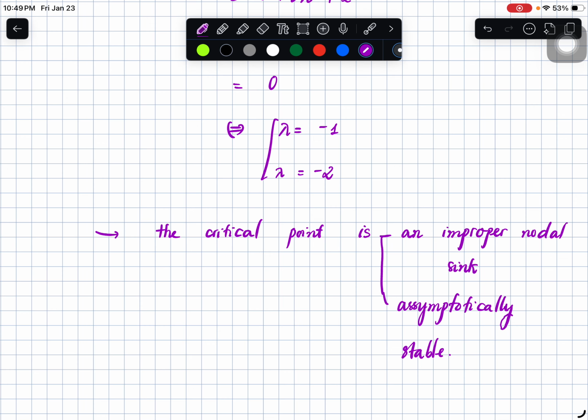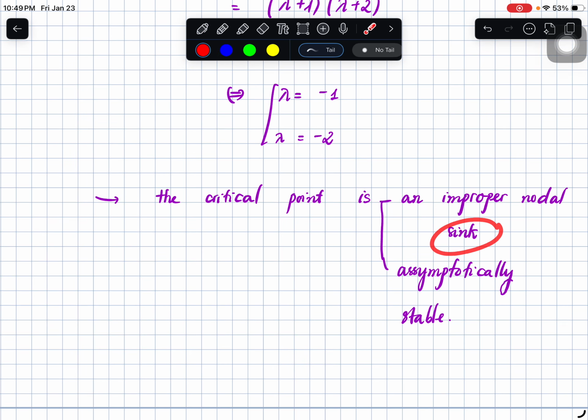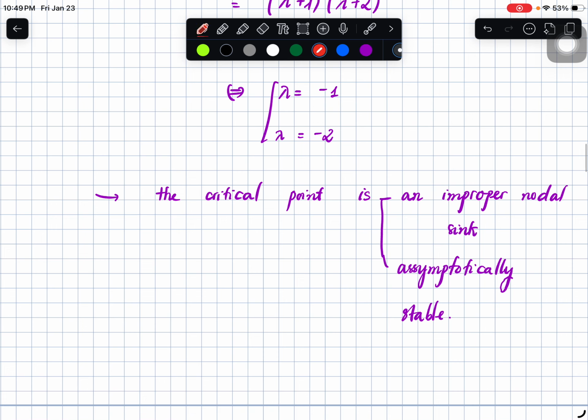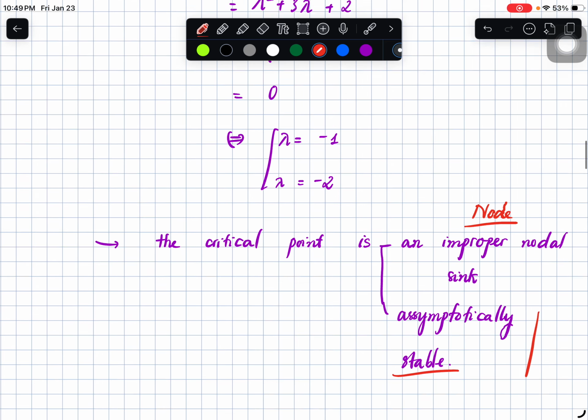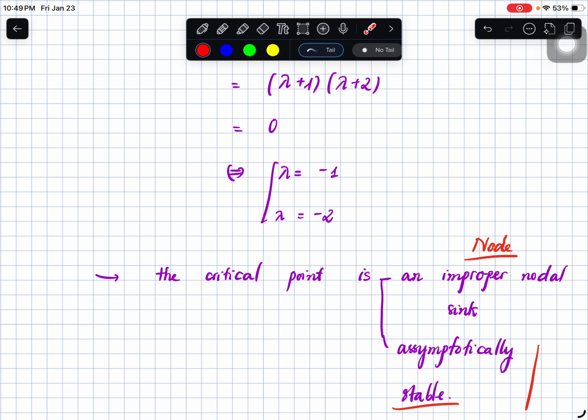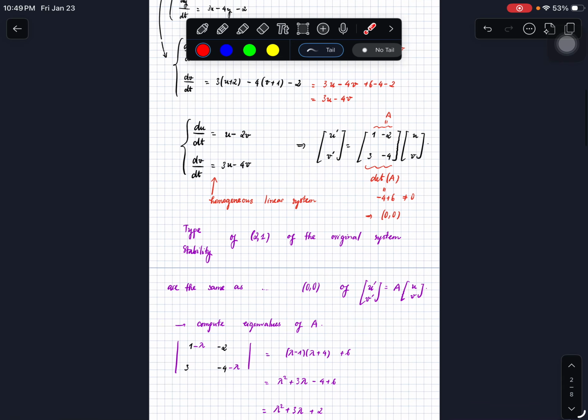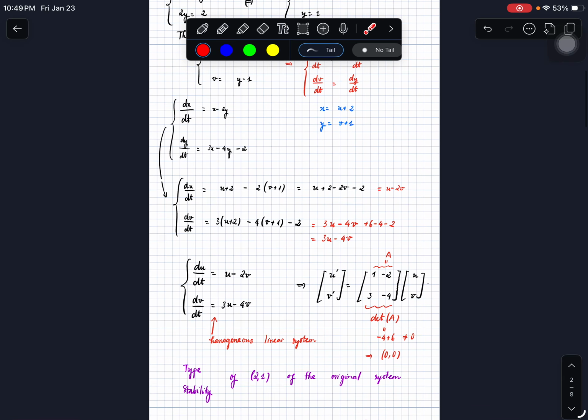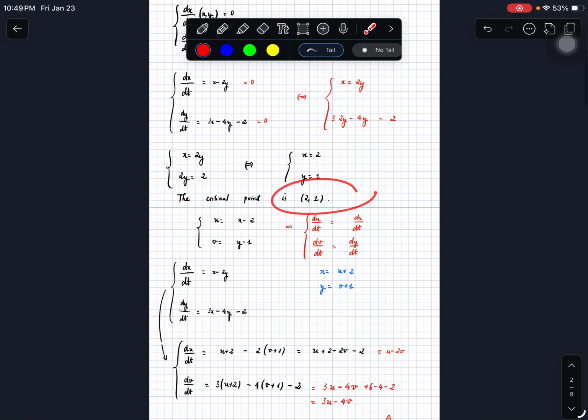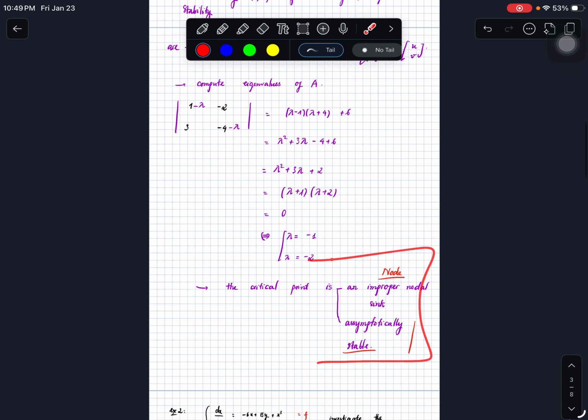They asked us about the type and the stability. This sink is actually a node, and that node is asymptotically stable. And therefore, the type and the stability of the original critical point 2, 1 of the original system is also the same thing.